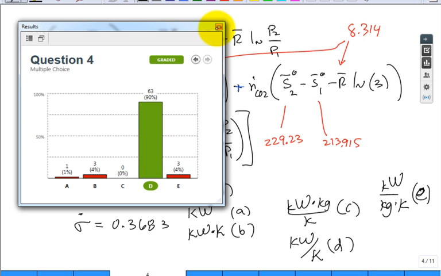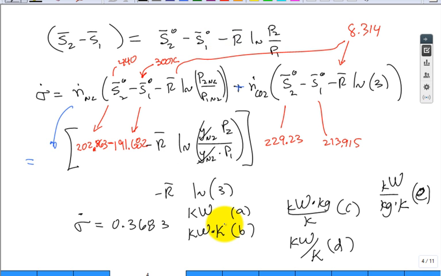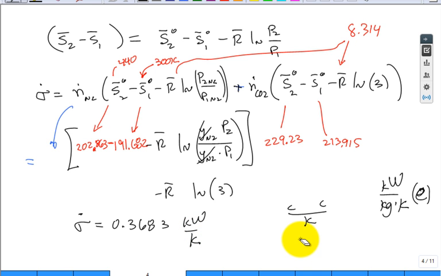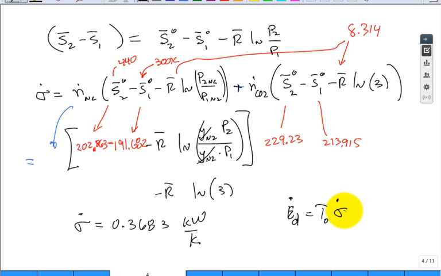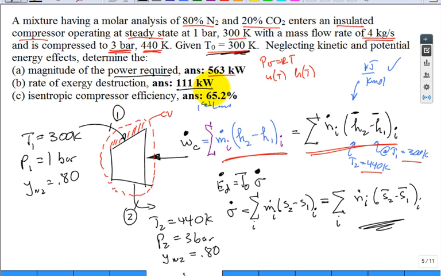Kilowatt per Kelvin. Now, let me get rid of all this garbage. Kilowatt per Kelvin. Somebody said, we were asked to calculate the rate of exergy destruction. The rate of exergy destruction. Hey, what are the SI units of the rate of exergy? Not a clicker question, just kilowatt. You're going to multiply temperature in Kelvin times kilowatt per Kelvin. The Kelvins cancel, you're left with kilowatts. And we come in with the rate of exergy destruction. There it is, 111 kilowatts.